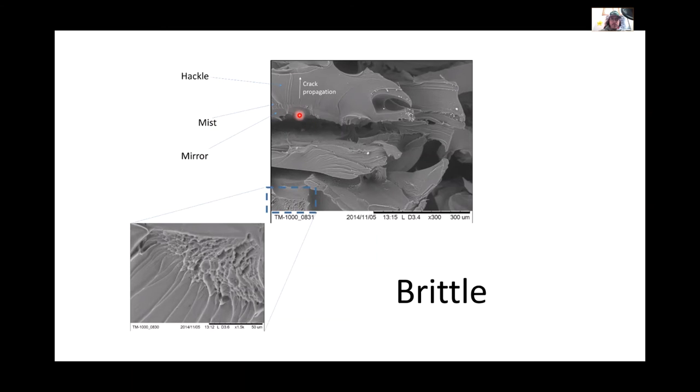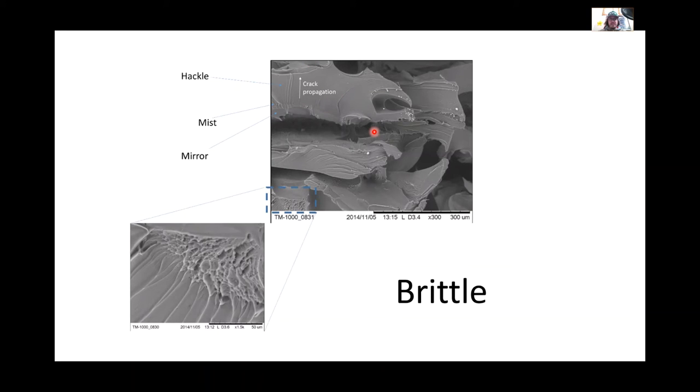So the mirror zone is generally pretty smooth. You have this mist region, which I've highlighted another mist region here, and a lot of times it looks like mist, like you sprayed mist onto a mirror or something. And then you have the hackle, and these marks are hackle marks, and knowing the relation of these tells you where the crack grew from.